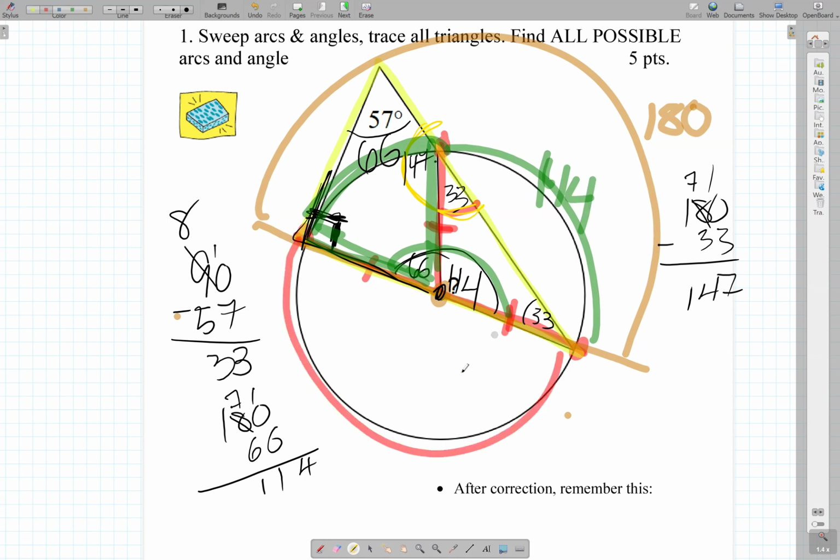Let's see, anything else? We can obviously get the 180. Let's check for anything else. And that's how you find all your angles. So the keys to this problem: tangent to a radius, right angle at the edge. Also, watch out for isosceles triangles.